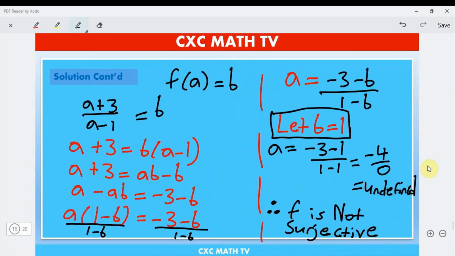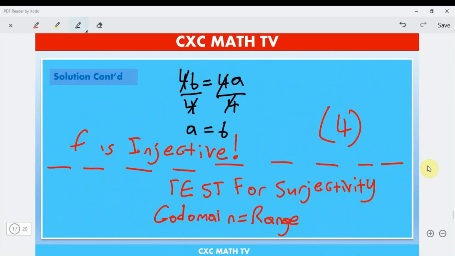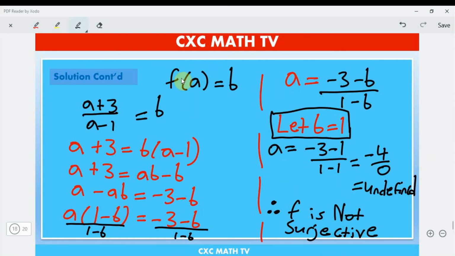So that is how we show that f is not surjective. Remember, for the surjective test, step 1, you set f of a equal to b. Step 2, you make a the subject. Step 3, you look if there's any aspect of the function that will make it undefined. In this case, it would be when the denominator is 0. So that's why we input b as 1. That would then tell you that f is not surjective.